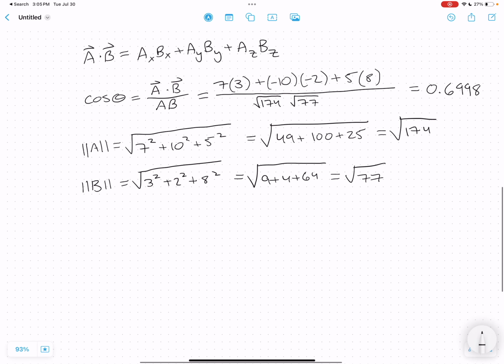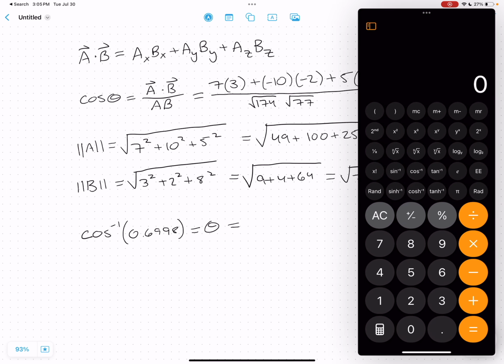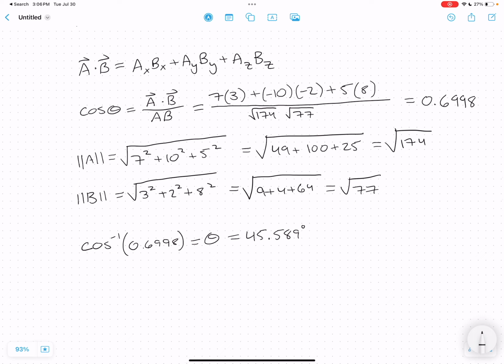Now this is the cosine of theta, right? So the arc cosine, or the inverse cosine, of 0.6998 is equal to theta. In degrees, I can simply do the inverse cosine of 0.6998, and we get an angle of 45.589 degrees. So there we go, there's our angle, an answer right there.